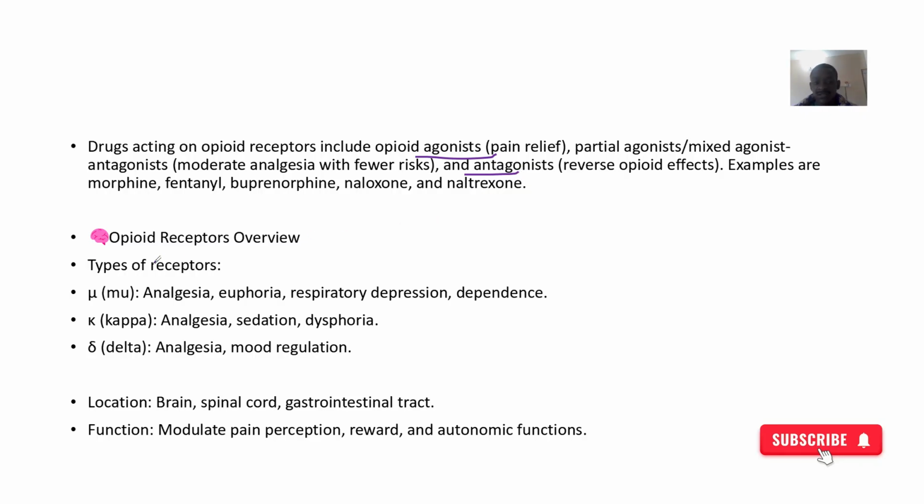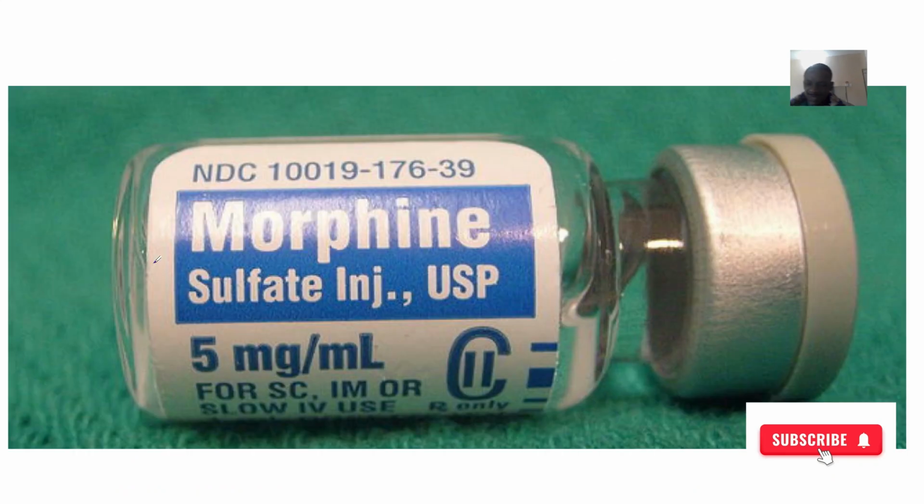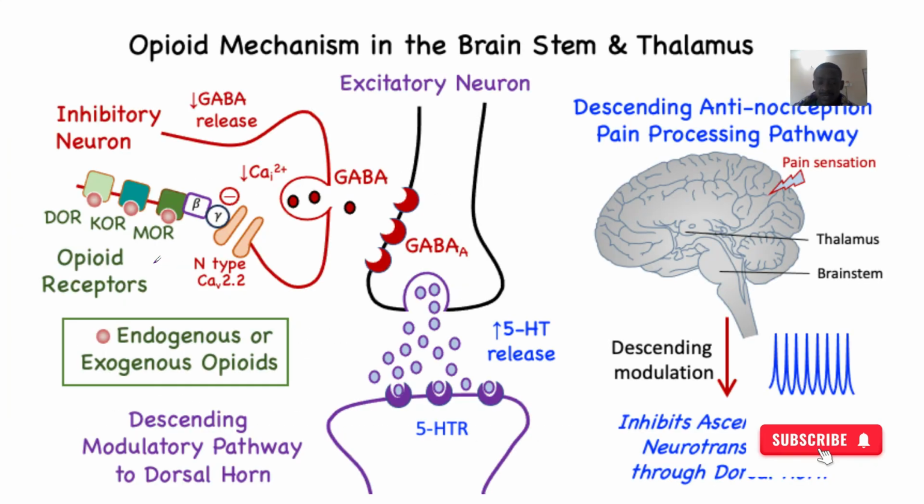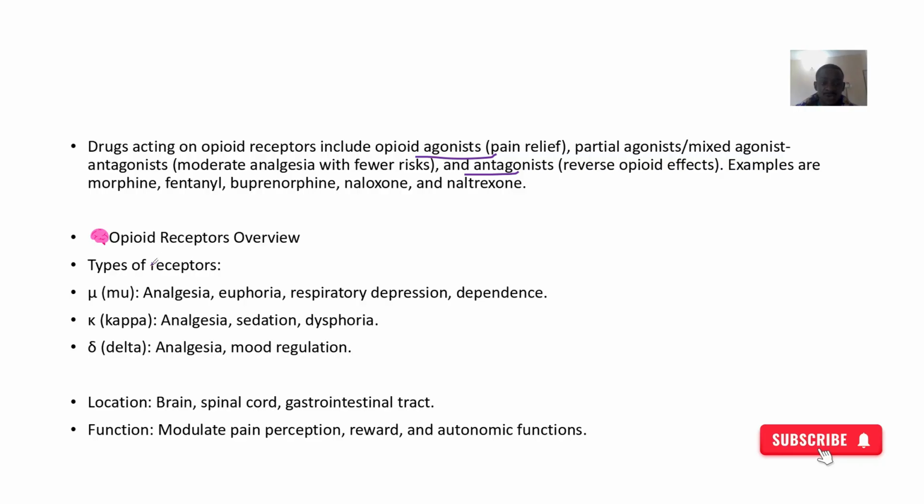First of all, look at the different types of opioid receptors. We spoke about this when we were talking about introduction to pharmacology, right? So examples of opioid receptors, we have the mu receptors, the kappa receptors, and the delta receptors. They are mainly found in the brain, the spinal cord, and the gastrointestinal tract. They usually modulate how much pain you feel, how well you feel about yourself, and also autonomic function.